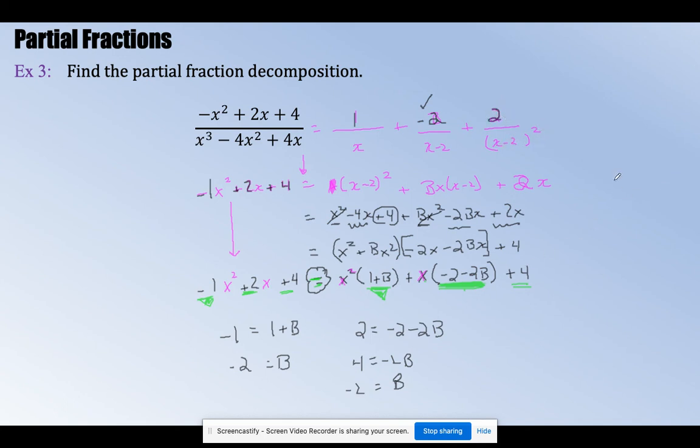If you don't believe me, check the work by pretending I gave you this problem and asked you to combine it or simplify into one fraction. Go this way and check your work.